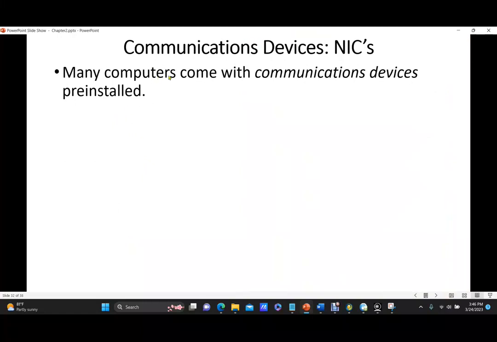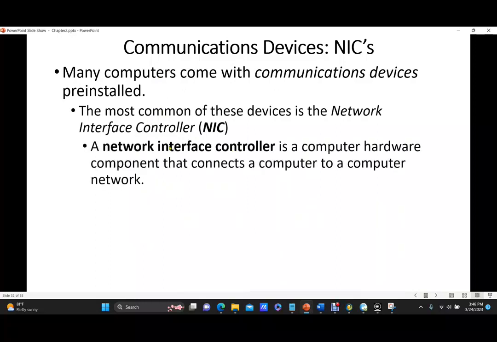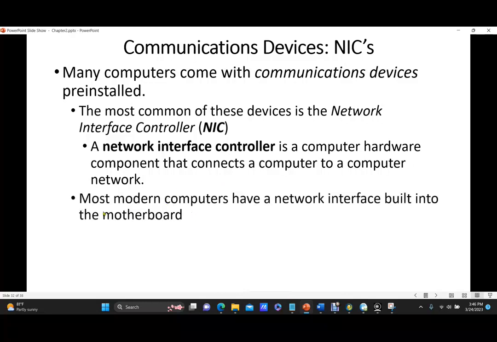Many computers come with communications devices installed. The most common kind of communication device is a network interface controller, or NIC. The NIC is a hardware component that connects the computer to a network. Most of the modern computers have their network interfaces built into the motherboard.